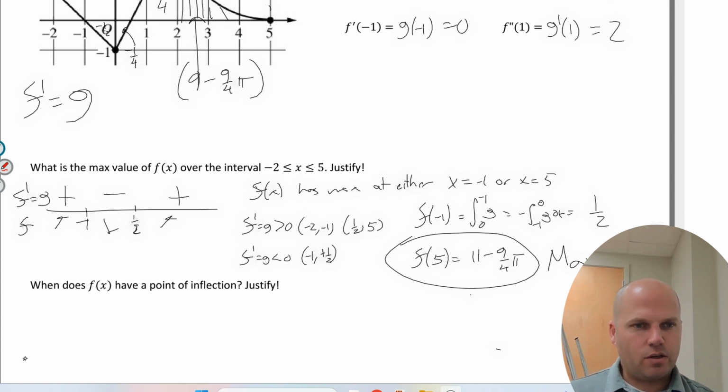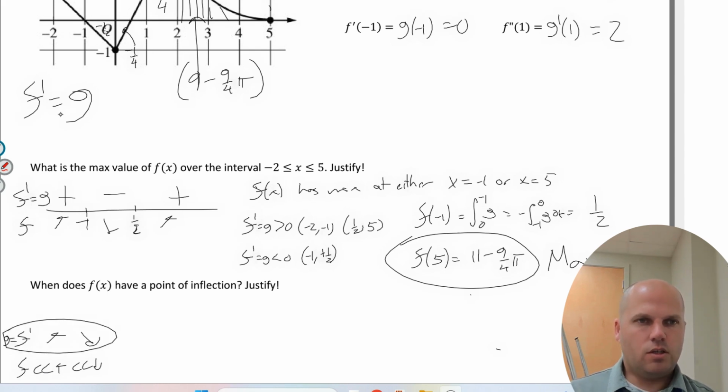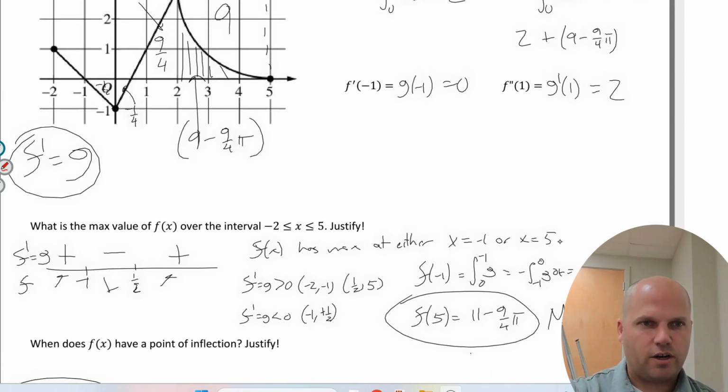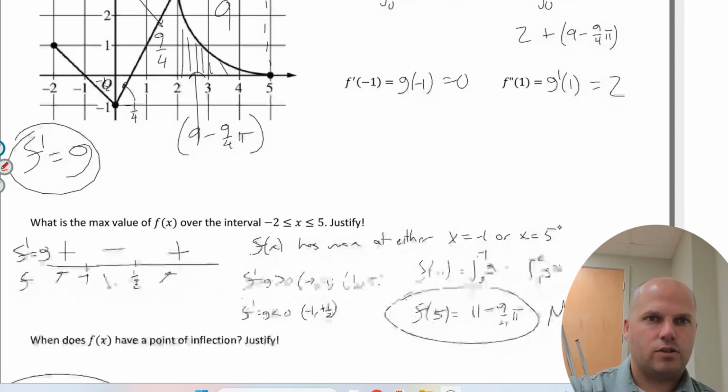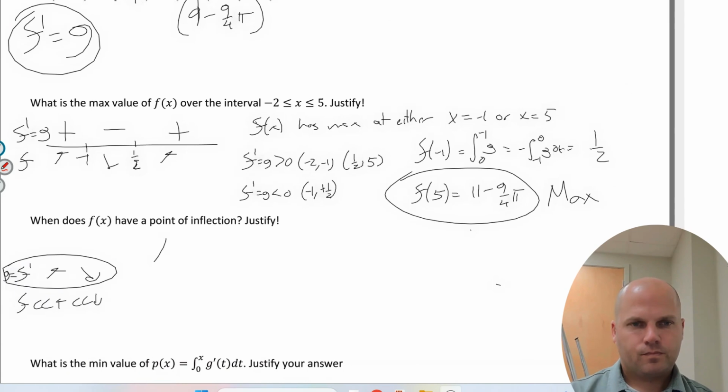F has a point of inflection when concavity changes, which is when F's derivative direction changes. That's what G is equal to here. So that's going to be when G's direction changes, which is at 0 and 2. That's when F prime equals G changes direction.